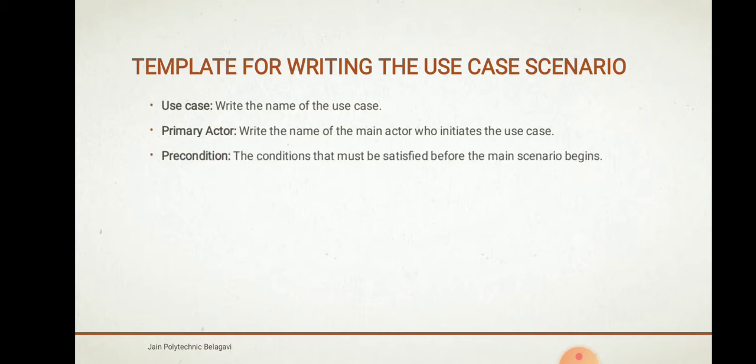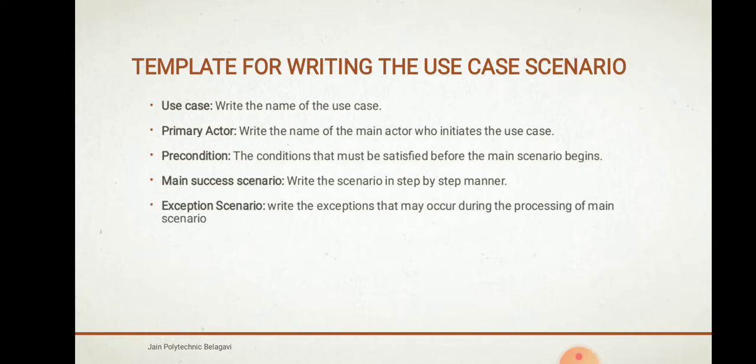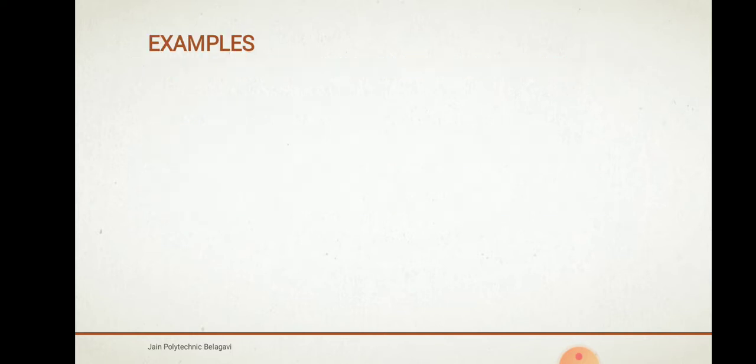Preconditions. Next, you have to write the conditions that must be satisfied before the main scenario will begin. That is, what all conditions have to be satisfied in the functionality. Main success scenario. That is, write the scenario in a step-by-step manner, that is how the functionality should go step by step. Exception scenario. So write the exceptions that may occur during the process of the main scenario. So during the process, if some exception occurs, that scenario also you have to write.